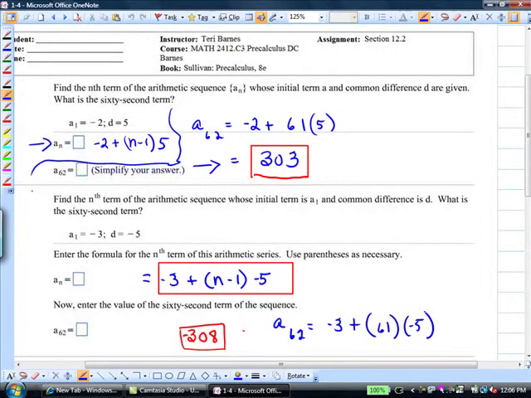There we go. All right, so the second part of the question says, what's a sub 62? That means what's the 62nd term if you wrote them all out? Well, a sub 62 is negative 2 plus n minus 1, so that'd be 61 times the common difference. So it's negative 2 plus 305, which gives you 303.